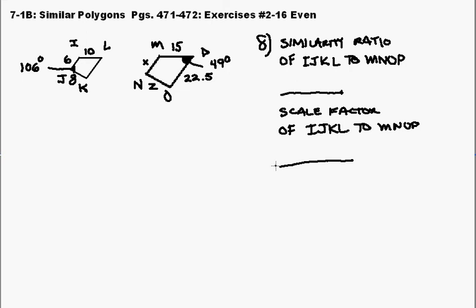Okay, look at number 8. The similarity ratio of IJKL to MNOP would be 10 over 15, which would be the same as 2/3. The similarity ratio. Now the scale factor of IJKL to MNOP, however, is going to be 15 over 10, which is going to be 3 over 2, which in decimal form is 1.5.